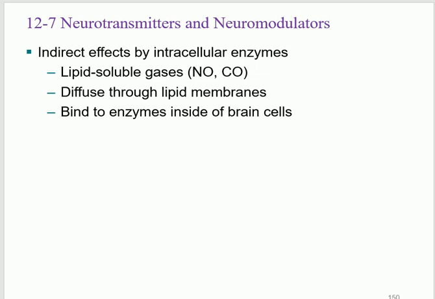Sometimes intracellular enzymes can work through these gases like nitric oxide and carbon monoxide, and I talked about this.